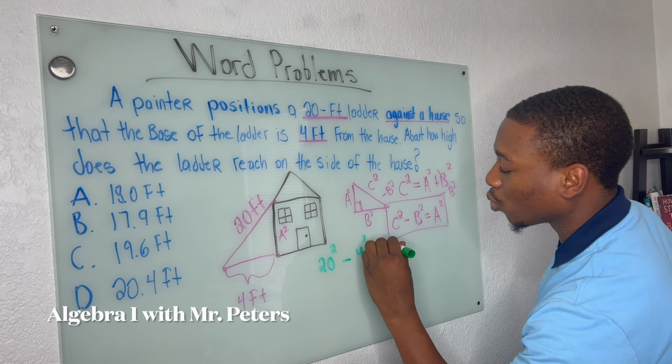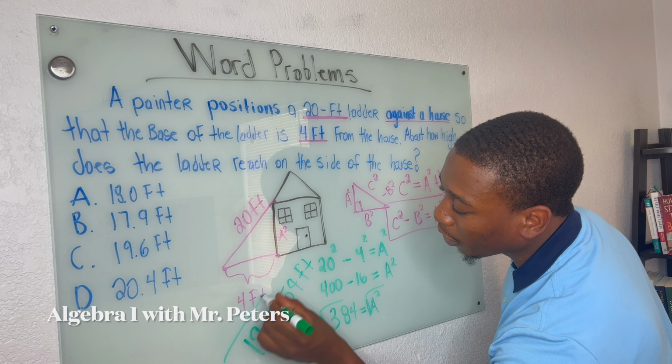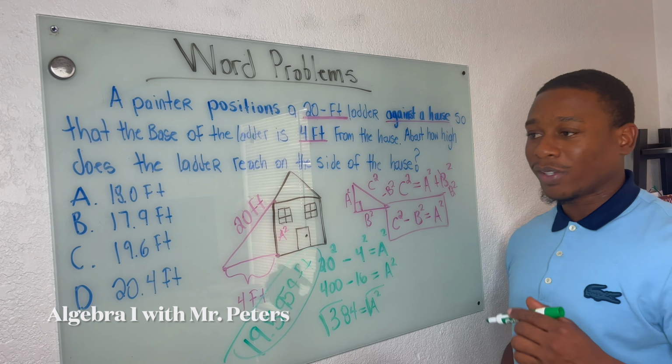We're going to take the square root of both sides. And once we take a square root, our answer is going to be 19.5959 feet. So when we look at this answer and then we look at our answer choices, we know that the height of the ladder is going to reach about 19.6 feet from the base of the house. So we know a is equal to 19.6 feet, guys.